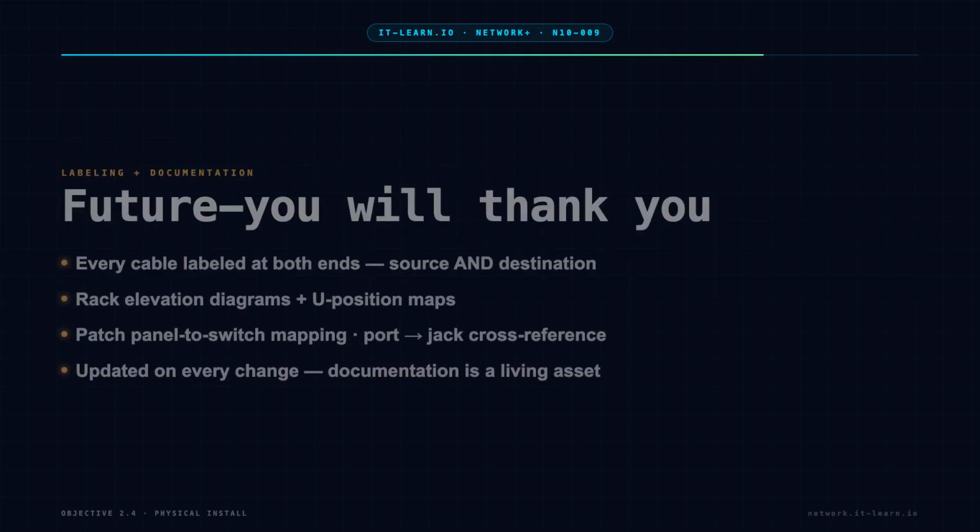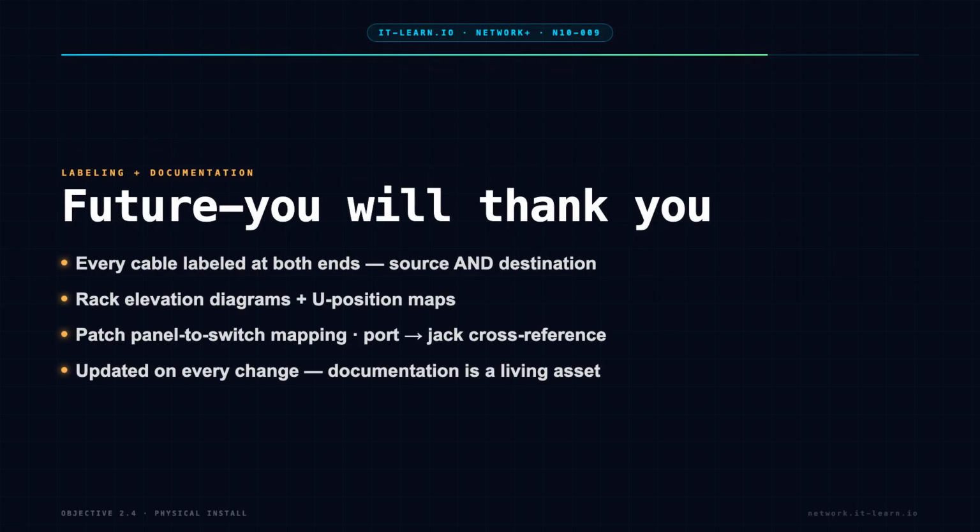Proper labeling and documentation are essential for maintaining and troubleshooting the network. Every cable, port, device, and rack should be labeled. Network diagrams should be kept up to date, including both physical and logical diagrams. Change management procedures should document all modifications to the infrastructure.